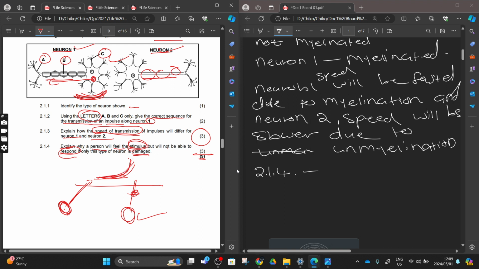The message will start here. The stimuli will be received by the sensory neuron and sent to our central nervous system to be felt, right? You will feel it. And then the impulse has to be sent to our effector for you to respond, but because the motor neuron is damaged, you are not going to be able to respond because the impulse will not reach our effector there, right? Same on that side.